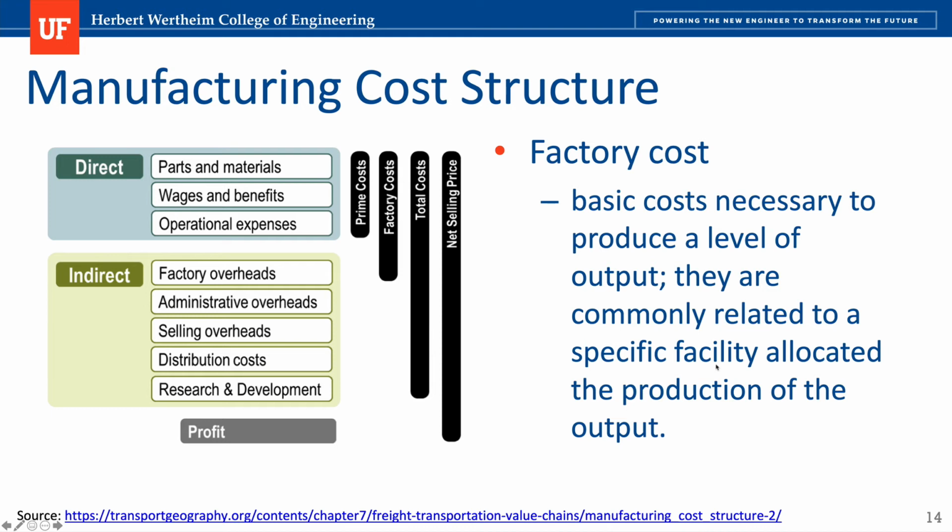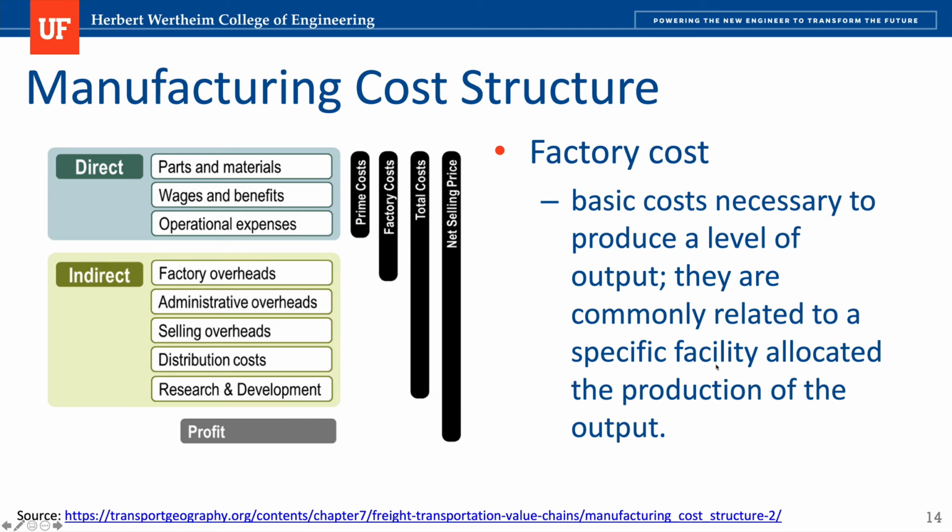You have the prime cost, or the direct cost, basically all the costs associated with operating the design that you put on HISES, so you're trying to build in the company. You have the factory cost. Those are basic costs necessary to produce a level of output. They are commonly related to a specific facility allocated to the production of the output, depending on the output, of course. And the output is the product, right?